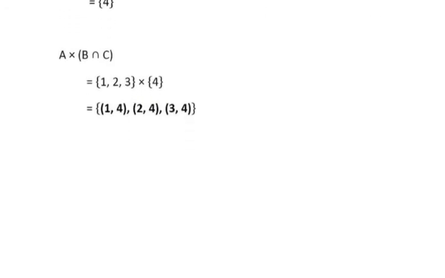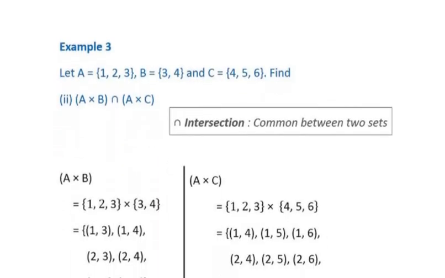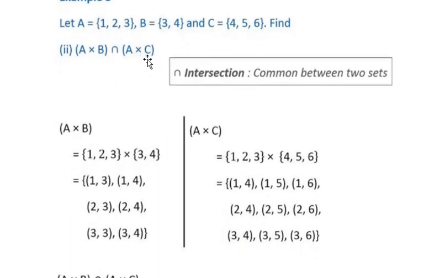Now let us see one more example, that is to find (A cross B) intersection (A cross C). Here first of all you find A cross B, then you find A cross C. Now A cross B will be (1, 3), (1, 4), (2, 3), (2, 4), (3, 3), (3, 4). Similarly we need to find A cross C. So A cross C will be (1, 4), (1, 5), (1, 6), then (2, 4), (2, 5), (2, 6), (3, 4), (3, 5), (3, 6). So here we have the ordered pairs.